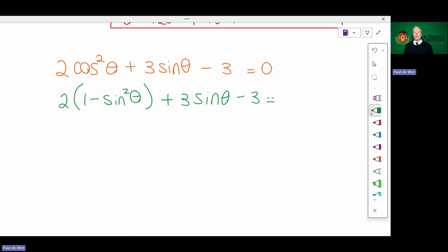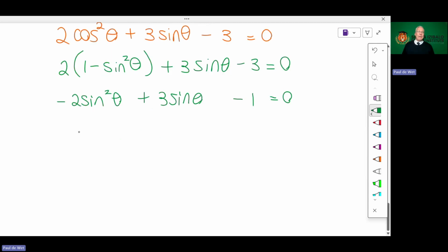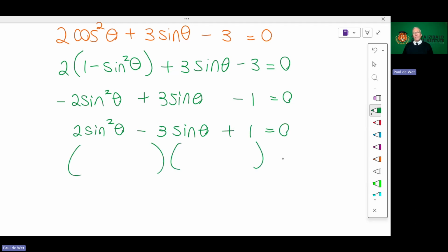minus 3 equals 0. Okay, this becomes -2 sine squared theta. We've got a plus 2 here and a minus 3 here, so it's actually -1. And we've got a plus 3 sine theta. I'm not a big fan of factorizing things where I've got a negative in front here, so I'm going to multiply everything through on both sides by -1, changing this to 2 sine squared theta minus 3 sine theta plus 1 equals 0. Okay, now we're going to factorize this, and this factorizes fairly simply.